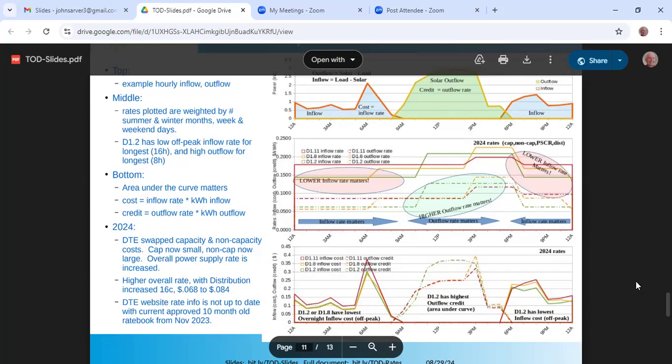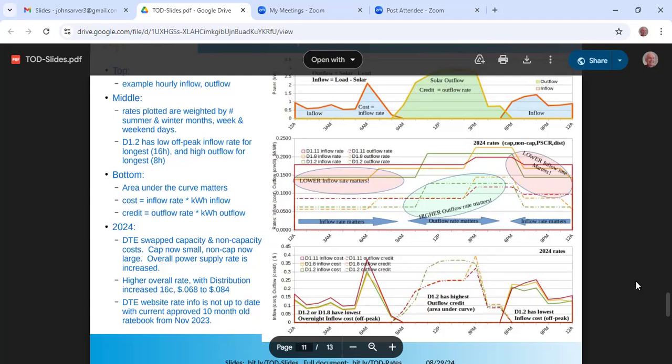So looking at this one, D1.2 and D1.8, they both have the lowest overnight inflow cost. The only difference between those is that D1.2 has, I'm sorry, 16 hours of off-peak rate. So in the evening, over on the right-hand side here, there's a difference between the green and the yellow. The green is D1.2, but D1.8 still has the mid-peak period during this time.